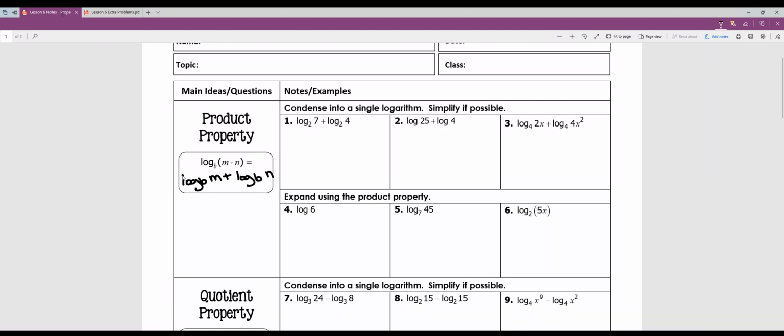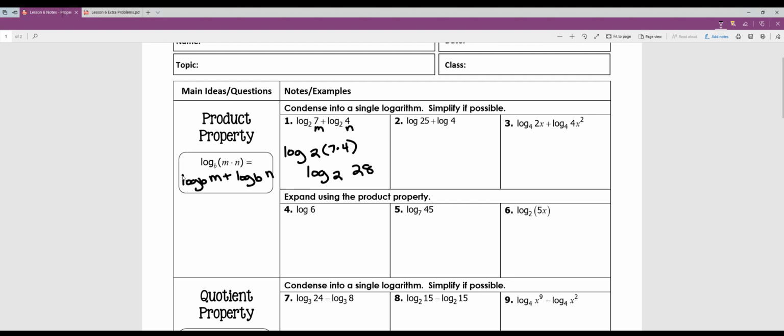Let's start with number 1 here. I have log base 2 of 7 plus log base 2 of 4. So I can rewrite this as m times n, where m would be 7 and n would be 4. So I have log base 2 of 7 times 4. Now 7 times 4 is 28, so this is log base 2 of 28. Now another thing that's important to know is these properties only are true when my logs have the same base. So if I had log base 3 of 7 plus log base 2 of 4, I could not combine them this way, only when they have the same base.